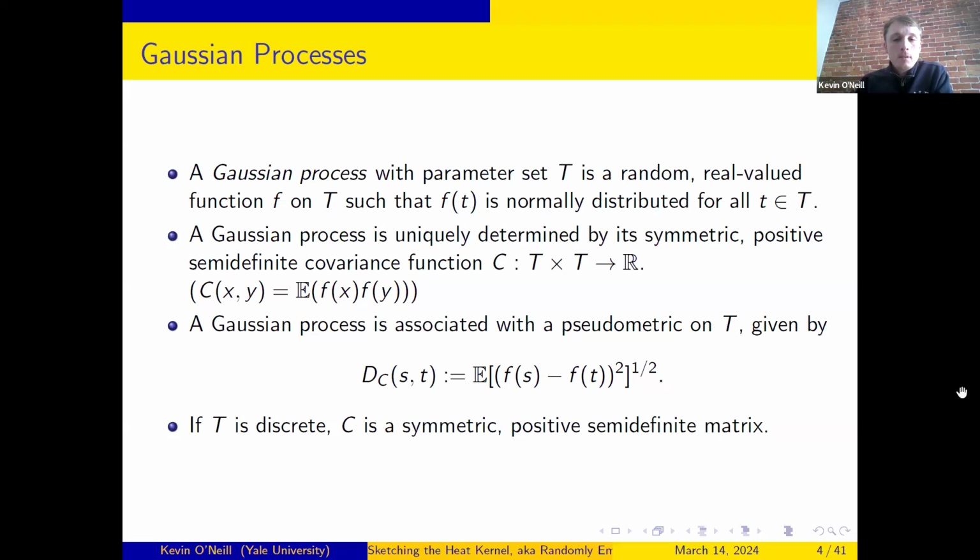But you can think of it as a metric. Okay. All right, and if t is discrete, then C is just a symmetric positive semi-definite matrix. Okay, so we can talk about things in the more abstract continuous setting. But then eventually we're going to discretize everything. So I'll be trying to make sure everyone's up to date on what the discretizations look like as we go.